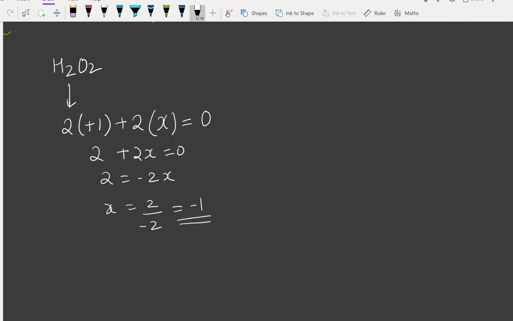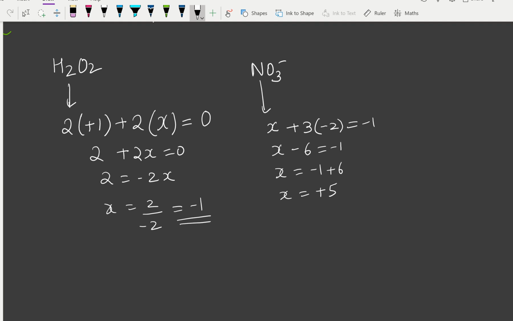Let us take the example of the nitrate ion, which is NO3 minus. Now here again we know, compared to nitrogen, oxygen is more electronegative. So in this case, once again we are going to consider the oxidation number of nitrogen being unknown. So we are going to take it as X plus 3 into oxidation number of oxygen, which is how much? Minus 2, and the overall charge is minus 1. So X minus 6 equals minus 1. X equals minus 1 plus 6. So X equals plus 5. So what is the oxidation number?